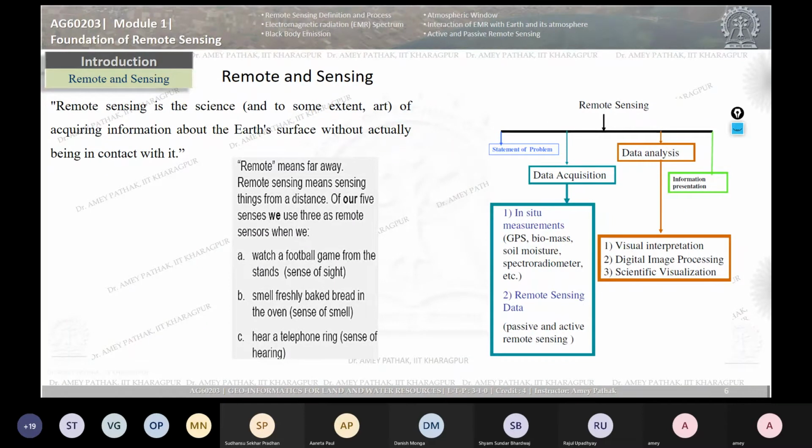Then digital image processing. When you capture an image, most of the time we have to correct that image in order to remove noise, because a raw image cannot be directly used. We have to process that image. Why do we need to process it? So that meaningful information can be extracted out of it.